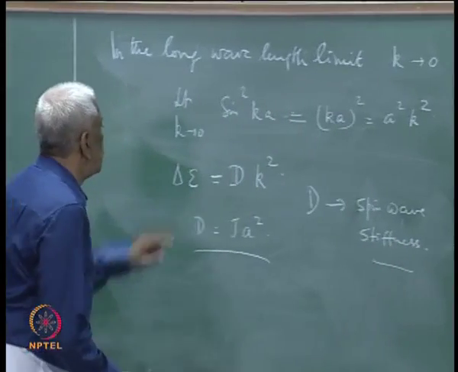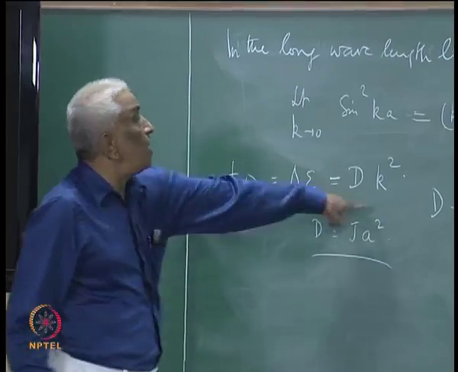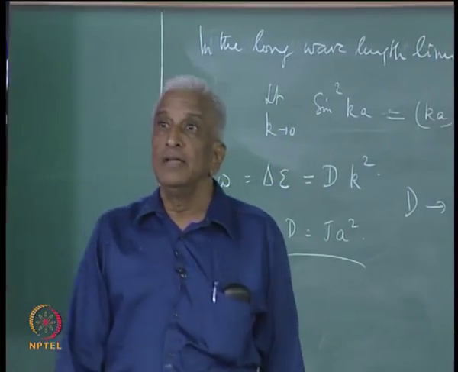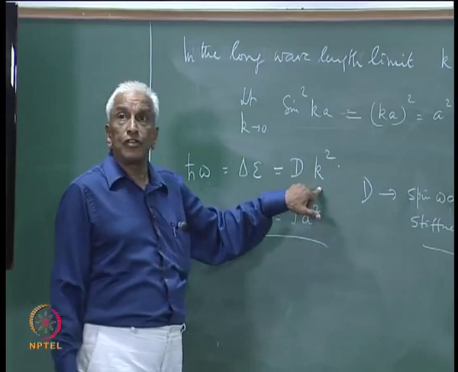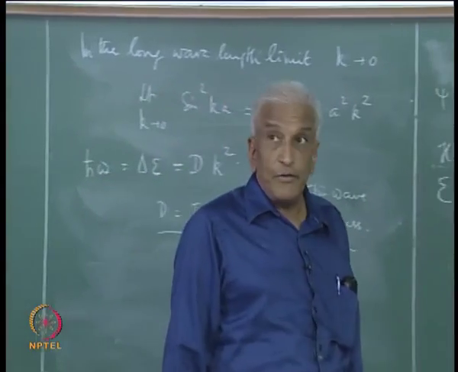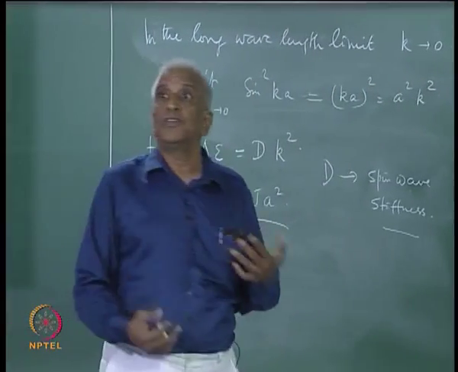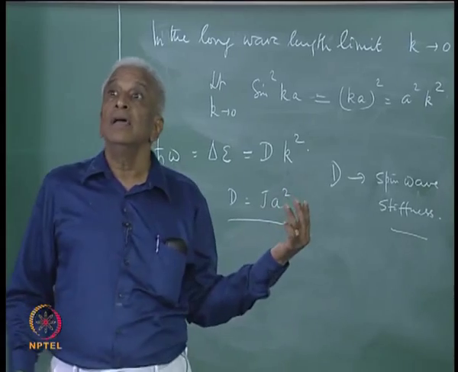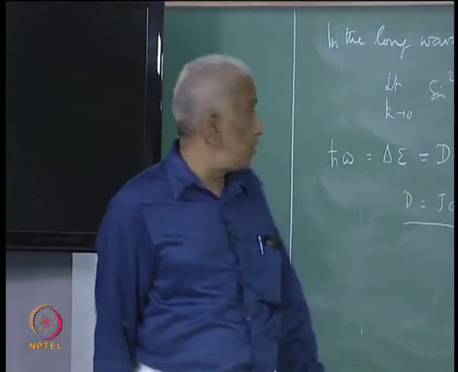And this gives you h cross omega. So, the omega versus k relationship is a quadratic function. Omega is a quadratic function of k. So, this is the dispersion relationship. We have already seen how phonons have a linear dispersion relationship in the long wavelength limit, that is at the center of the Brillouin zone.